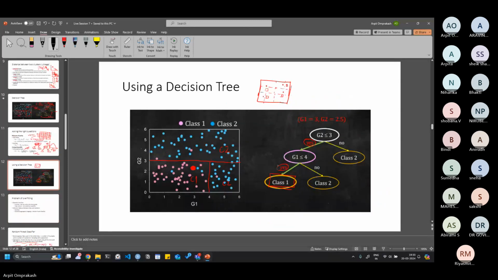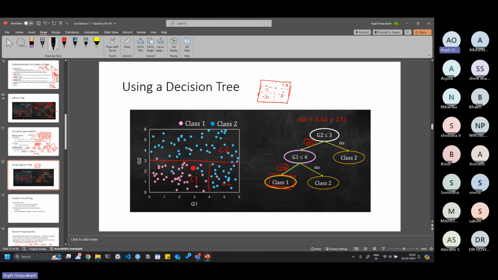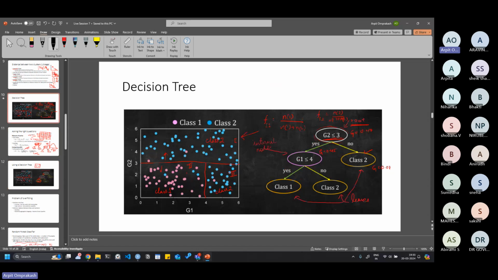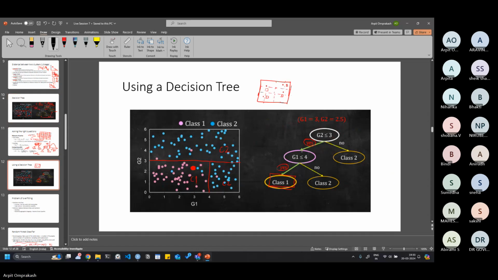Okay. For using a decision tree to make predictions, if you have some data points, you basically keep answering the questions. So we have the data point G1 equal to 3 and G2 equal to 2.5. Here the question is G2 is less than equal to 3. The answer is yes, so we go here. Then G1 is less than equal to 4. The answer is yes, so we go here and we arrive at a leaf node, or a node with a prediction. Yeah, so basically in a decision tree, the ending nodes are called leaf nodes. The starting node is the root node, and anything in between is called internal nodes. Okay.